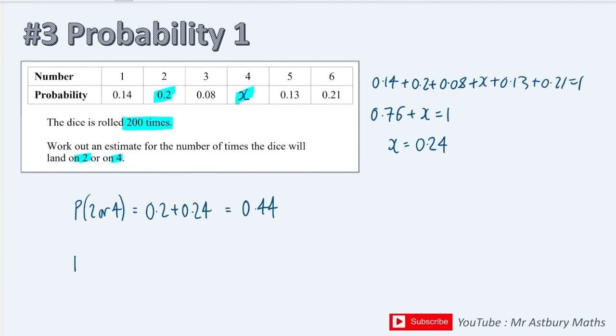And if we're asked to work out an estimate or how much we would expect, if you see these words, then what we need to do is multiply the number of times that the event is going to take place by the probability of the particular outcome that we want. And this is going to give me 88.